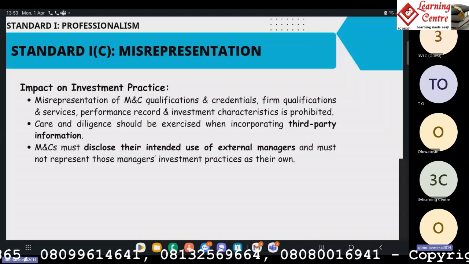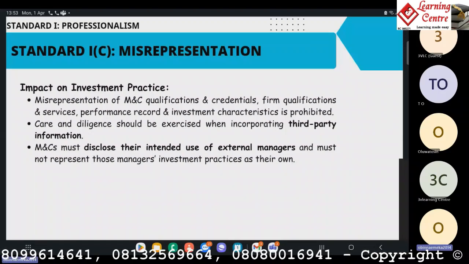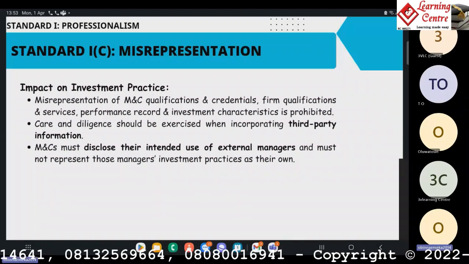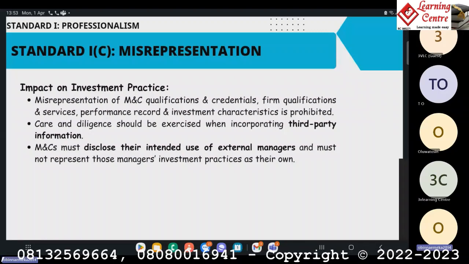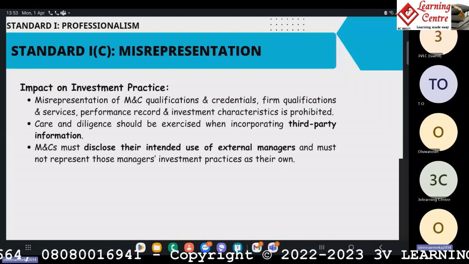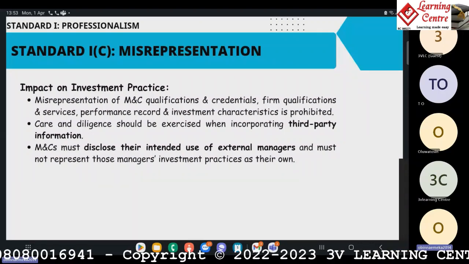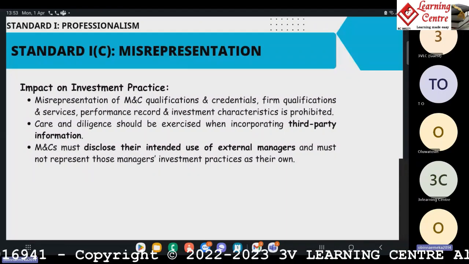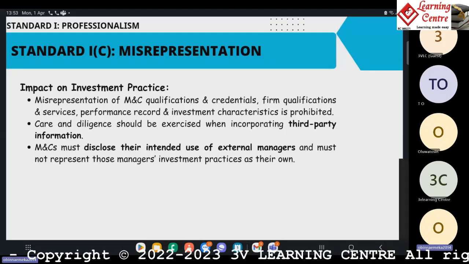A charterholder or an analyst saw a job vacancy looking for 10 years of experience in a particular role, and that person has only 2 or 3. The person inflated the number. That will be misrepresentation. So you are not to misrepresent your qualifications and your credentials.